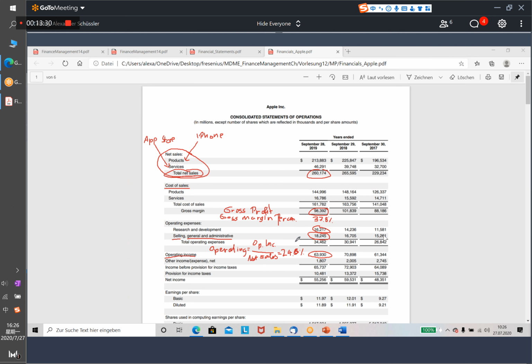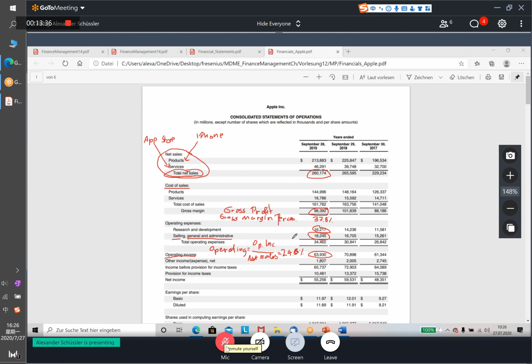Very good, Ray-Chan. And is this good? Is this a good number for Apple in 2019? Operating margin of 25%? Is this good? It's good. It's very good. Yeah, it's very good.